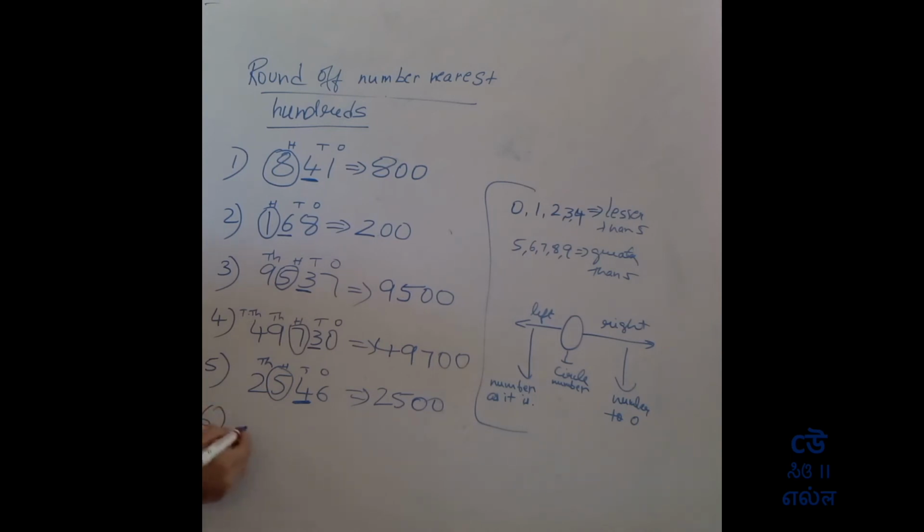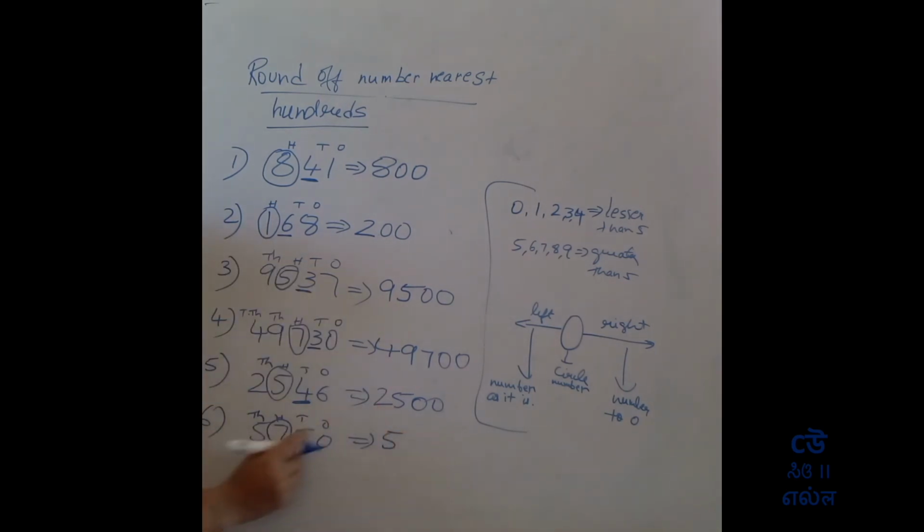Next, sixth problem. 5750. We have ones, tens, hundreds and thousand. We have to consider the hundreds place value and consider the right side number, 5. 5 is less than or greater? It belongs to greater. So if it is greater, we have to increase one number in hundreds place. 7, if you increase one number, what will it be, children? 7 plus 1 is 8.